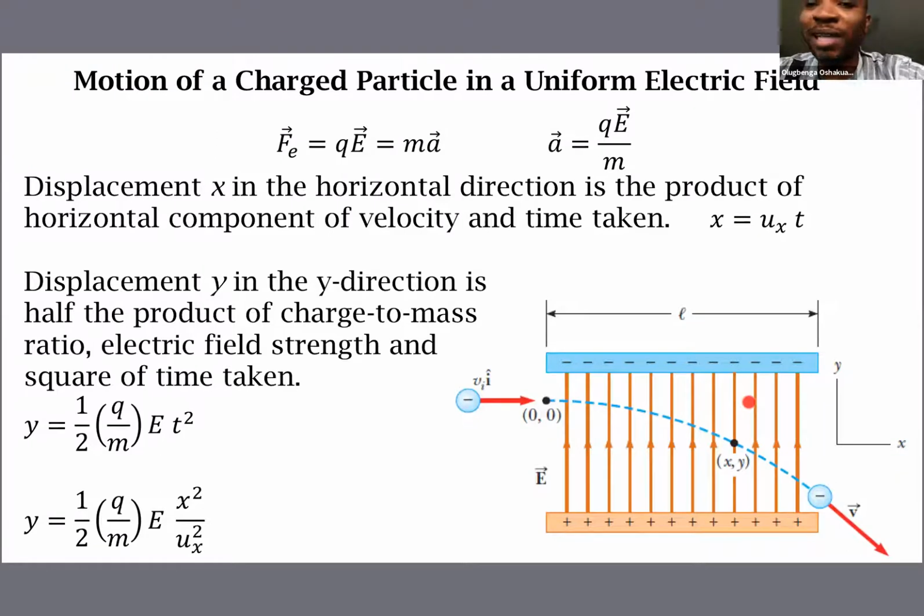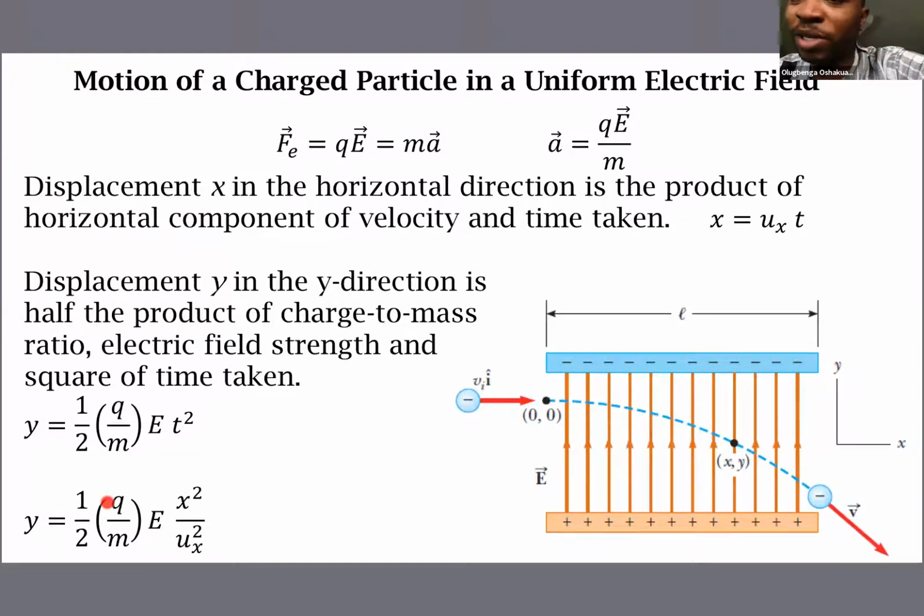Also, it was coming horizontally before it entered this electric field, and that made it start bending downwards. The fact that it's bending downwards does not affect the fact that its horizontal motion is still governed by this expression, x equals u_x t. Since it has entered this electric field, it started to bend downwards, and the downward motion is governed by this set of equations.